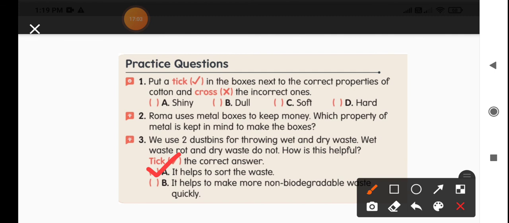Understood, children? So knowing the characters is very helpful in our day to day life. And in the next class we will see the materials in the water, what properties they will show in the water, we are going to learn.